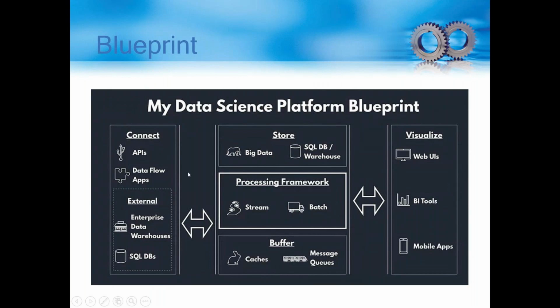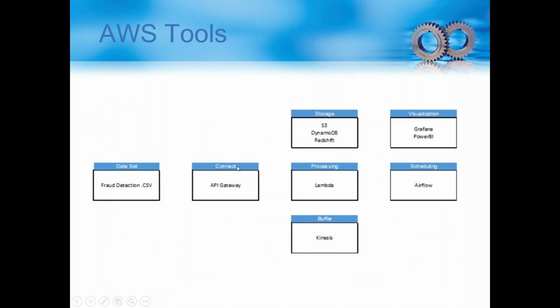Connecting means through the APIs we are going to connect with different sources. It may be Excel data or CSV data or SQL data or application data. It may be any type of data stored in different sources. Our job as a data engineer is to just connect and get the data. So in our AWS, for connecting we use API Gateway.